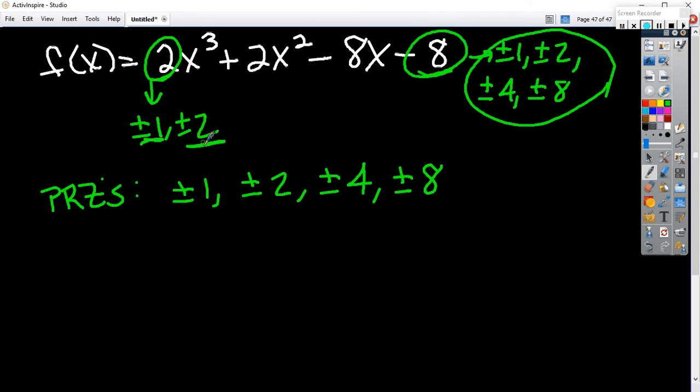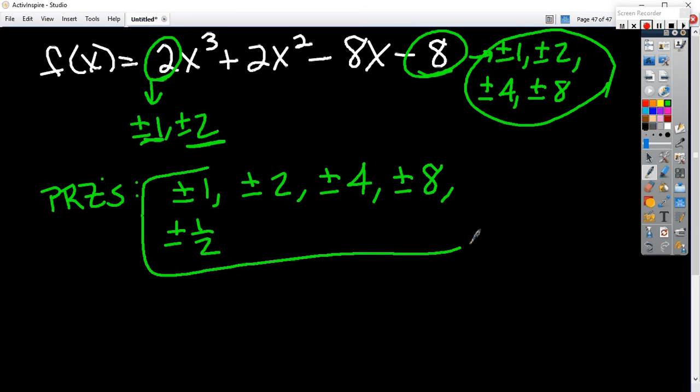Anything divided by 1 is itself. Now I'm going to divide everything by 2. So I get 1 divided by 2. What's 2 divided by 2? 1. It's already on there. I don't need to repeat it. What's 4 divided by 2? 2. That's already on there. And what's 8 divided by 2? That's already on there. I don't need to repeat it. So there are my possible zeros for that one.